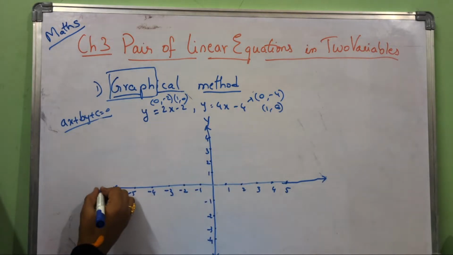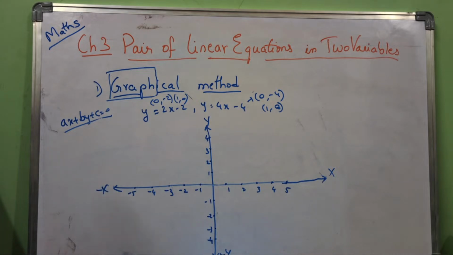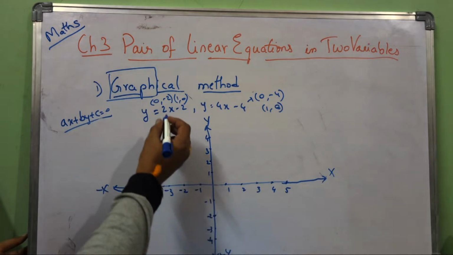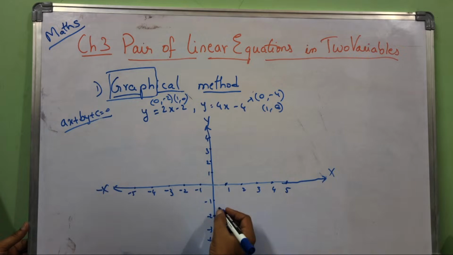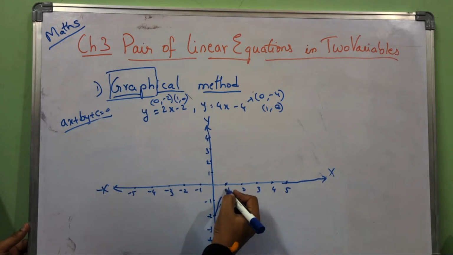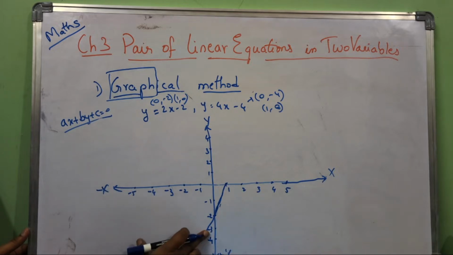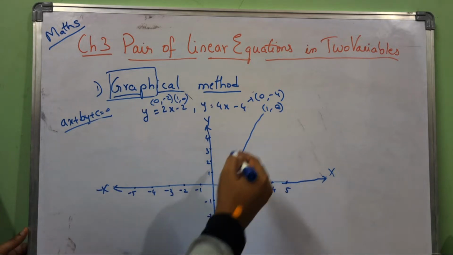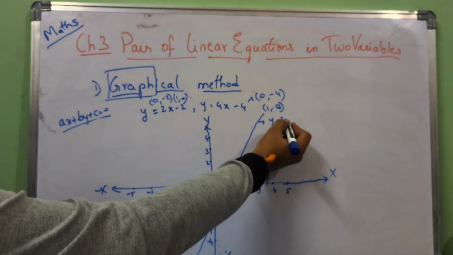This is positive y, negative x, negative y, positive x. So for the first equation, when x is 0, y becomes minus 2, and when x is 1, y becomes 0. This is the first equation, which states y is equal to 2x minus 2.